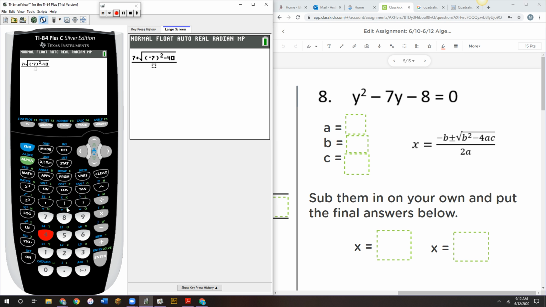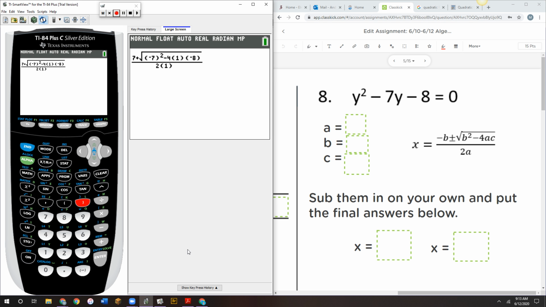Minus 4 times a, which is 1 here, times c, which is negative 8. All right, and that's the end of the top. Now I want to go to the bottom. So I just arrow down, 2 parentheses, and a was 1.